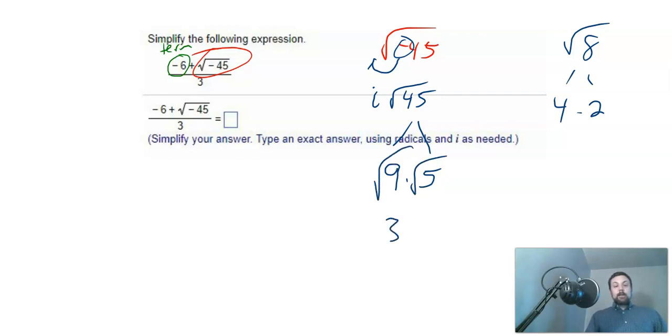The square root of 9 is what simplifies. That becomes a 3. The square root of 5 just gets copied down. And then we don't want to forget about the i, because we have an i there. So we have i times 3 times square root of 5.